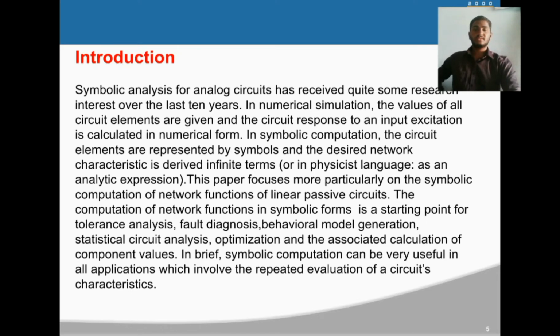This paper focuses more particularly on the symbolic computation of network functions of linear passive circuits. The computation of network functions in symbolic form is a starting point for tolerance analysis, fault diagnosis, behavioral model generation, statistical circuit analysis, optimization, and the associated calculation of component values. In brief, symbolic computation can be very useful in all applications which involve the repeated evaluation of circuit characteristics.